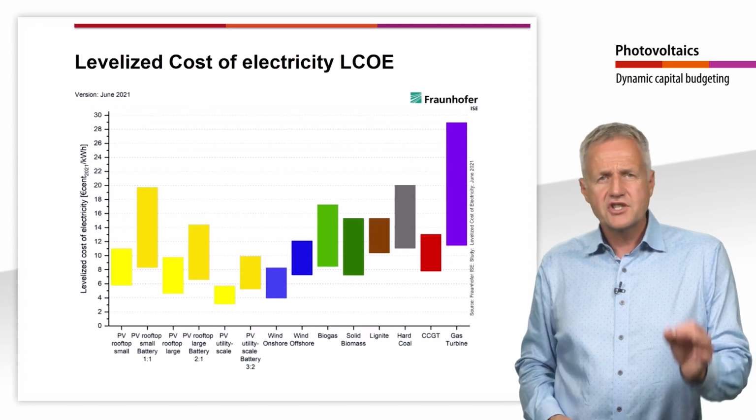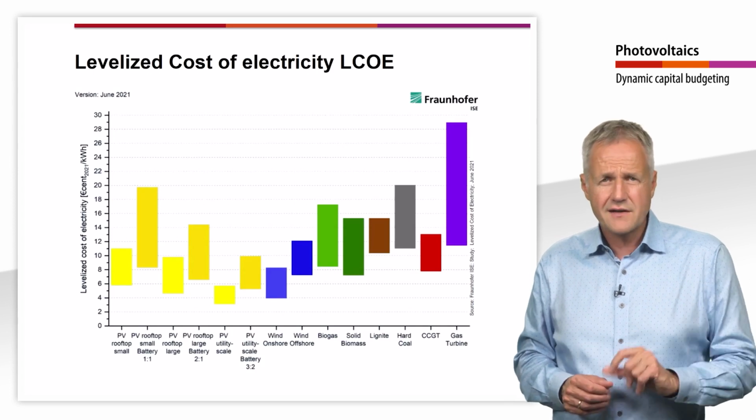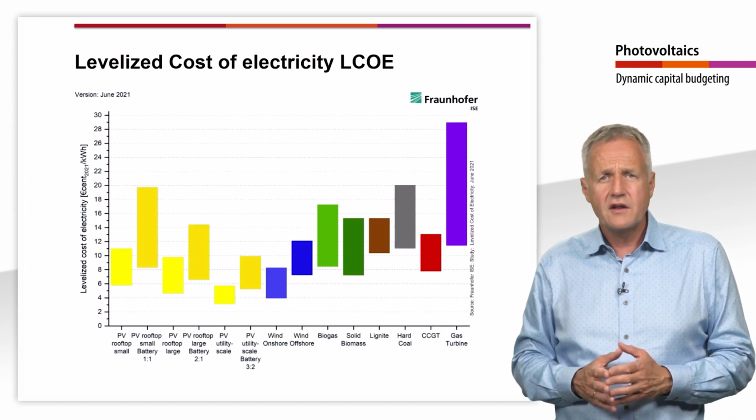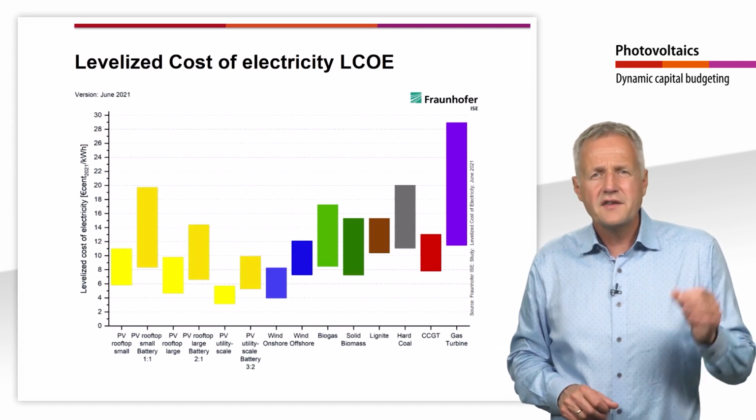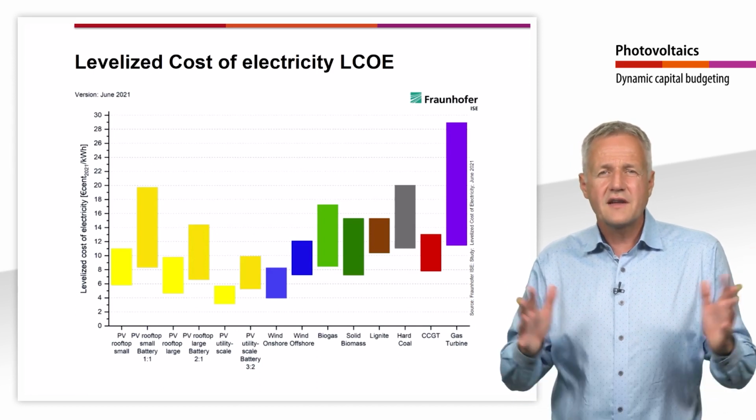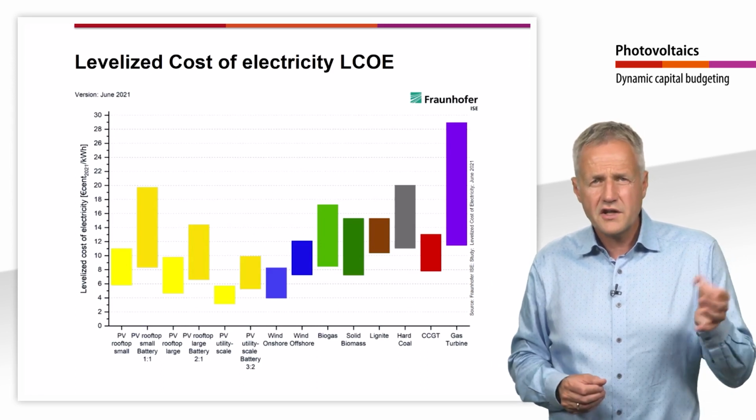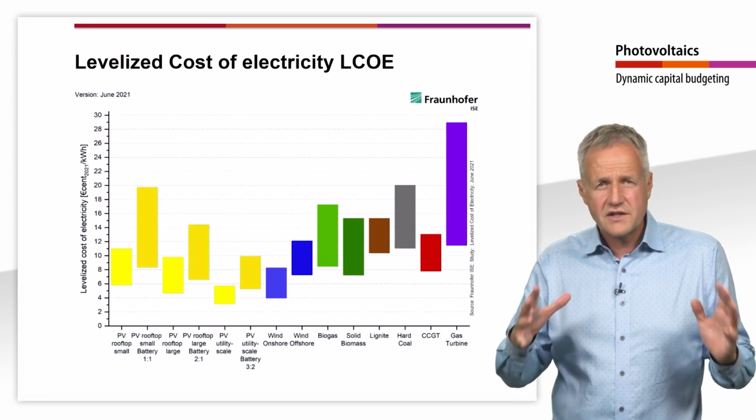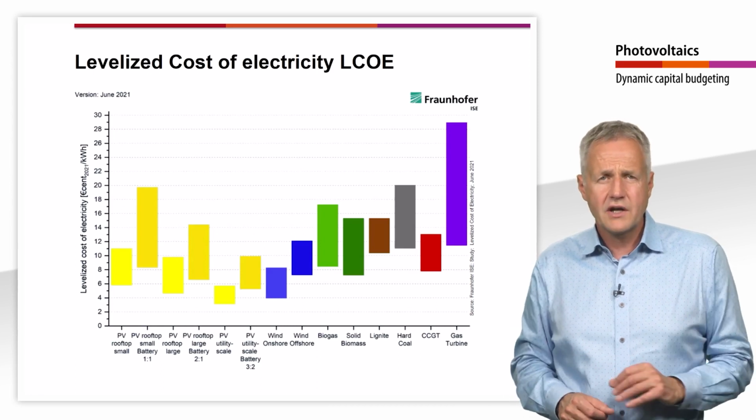Depending on the plant location and the level of investment costs, the LCOE can vary greatly. The discount rate also has a major influence on the level of the LCOE. As an example, here are the LCOEs of various power generation plants in Germany from a study conducted by Fraunhofer ISE in 2021. According to this study, the LCOE for photovoltaic systems in Germany in 2021 ranged from 3 to 11 cents per kilowatt hour.